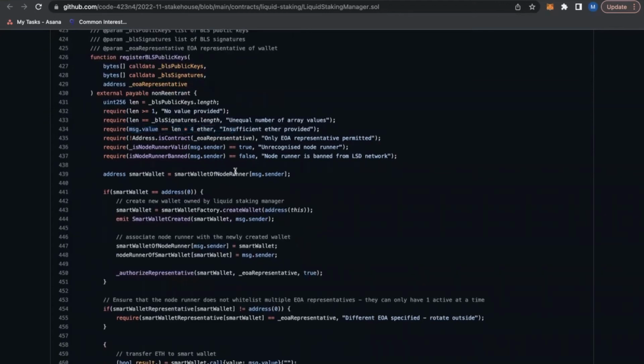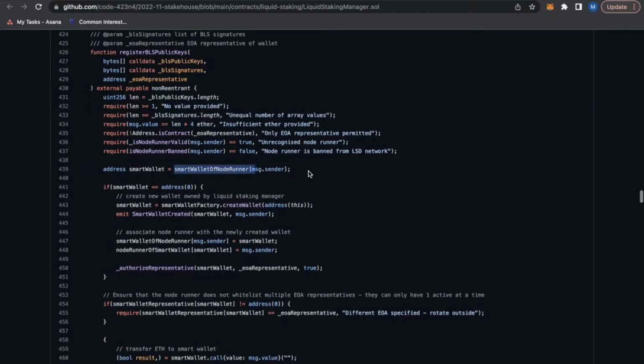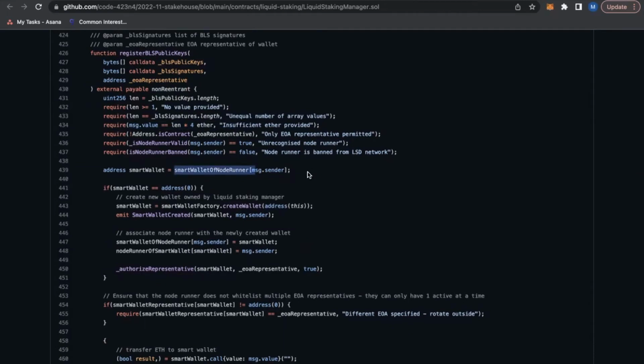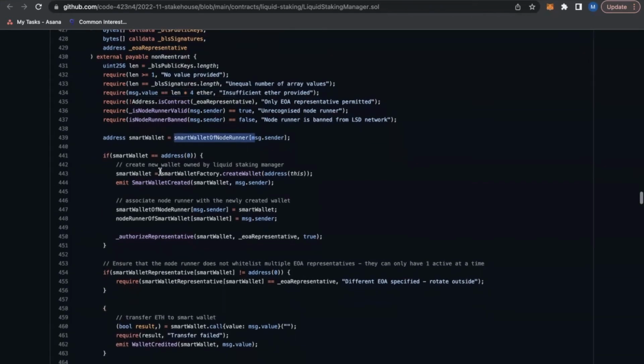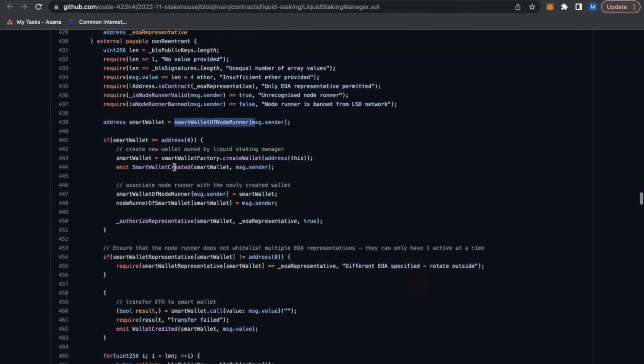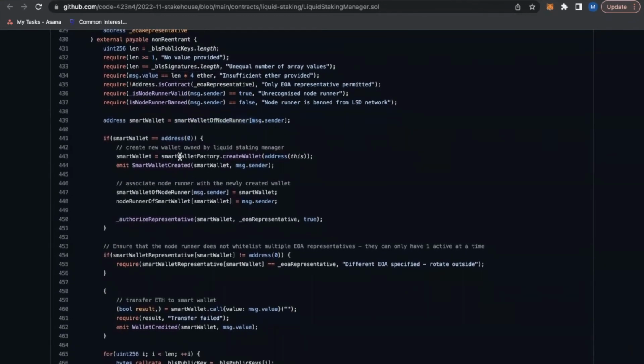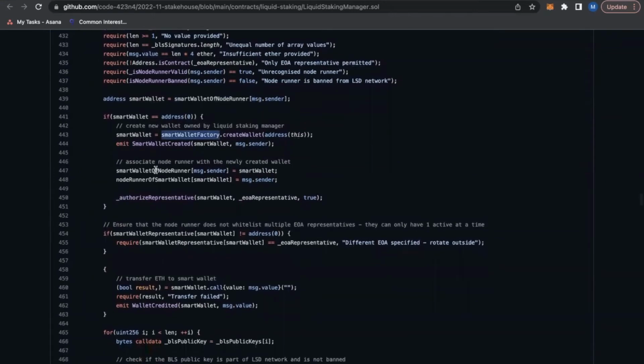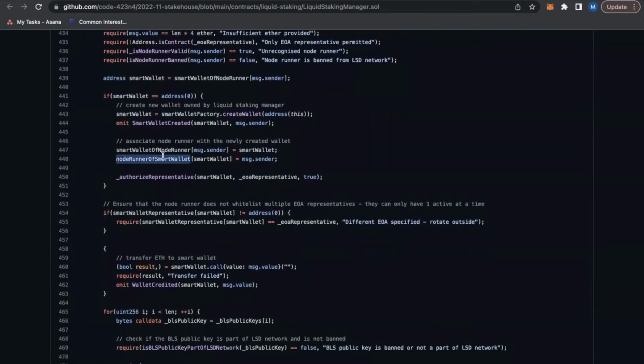Here we first see whether you already are an existing node runner or not, by checking for a smart wallet. If you are, then we find that smart wallet for you and put these BLS public keys into it. If not, the liquid staking manager goes to the smart wallet factory and asks it to create one. Once created, the liquid staking manager registers this. So it just registers your Ethereum address with the smart wallet address.